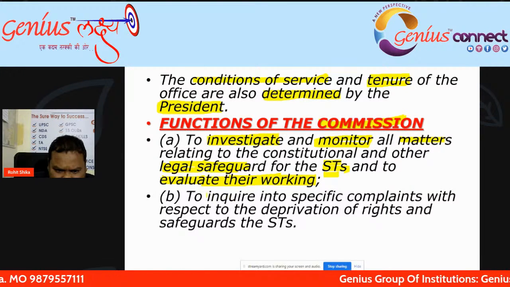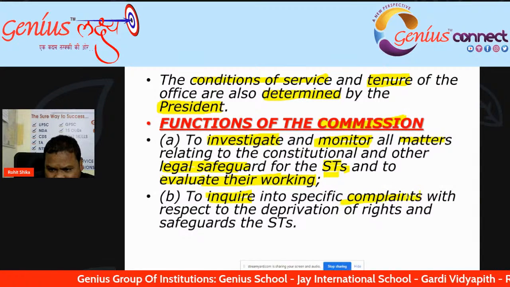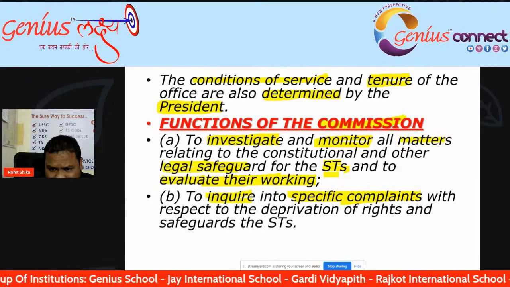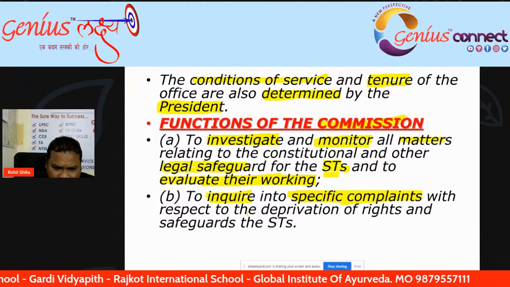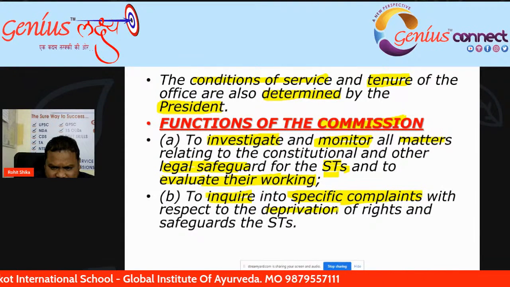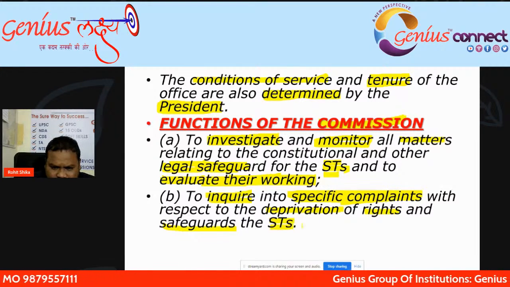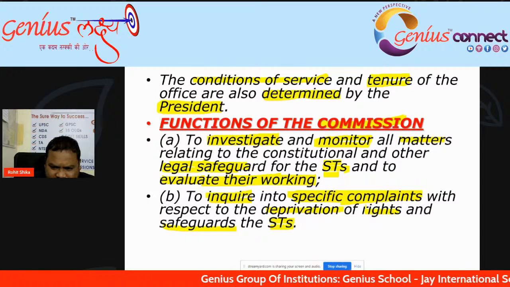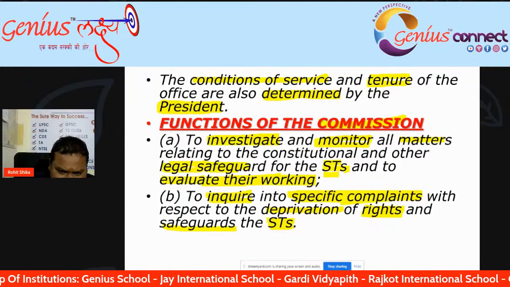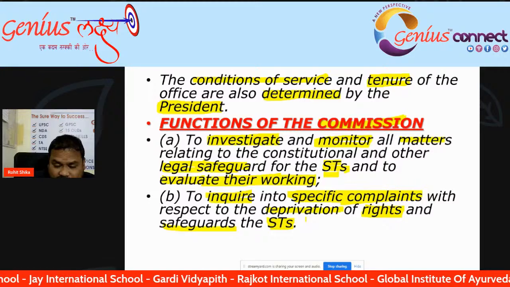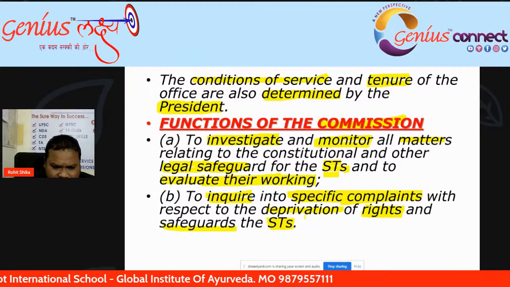The commission is there to inquire into complaints. For example, there are some complaints with respect to the deprivation of rights and safeguards of STs. If the rights of STs are deprived or violated, then the commission will make an inquiry regarding the matter.